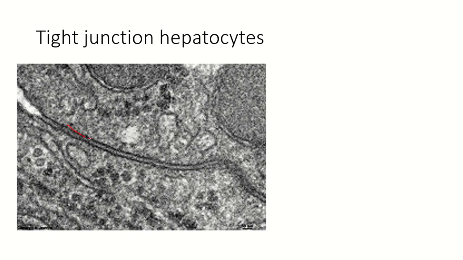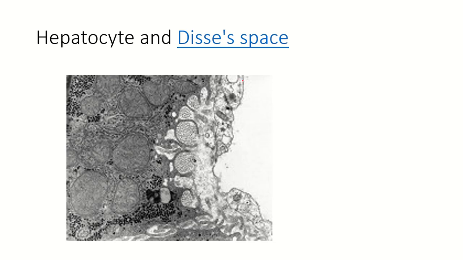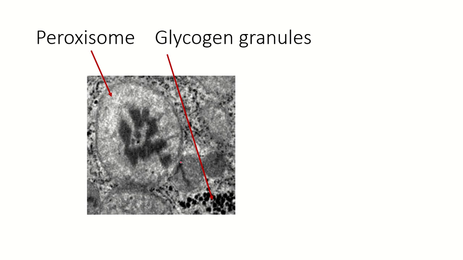Enlarged view of the tight junctions. Space of Disse. This is the microvilli of the hepatocytes. Peroxisome. There is a denser particle present within the peroxisome. And these are the glycogen granules.